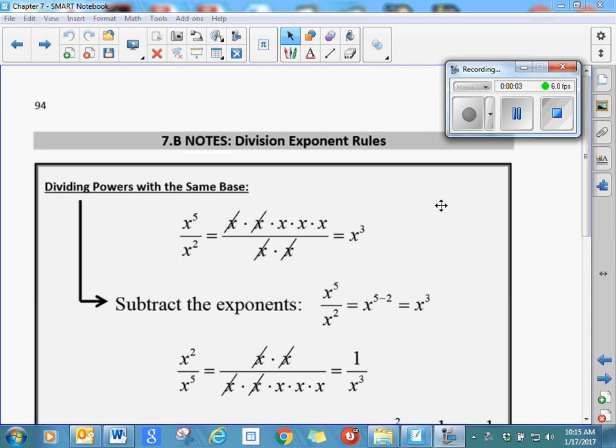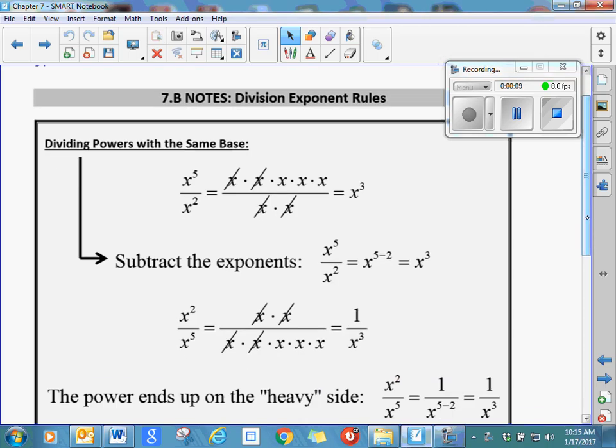We're continuing on with Unit 7. This is 7B. We're at the top of page 94. Last section, 7A, we talked about multiplication rules for exponents, for powers. We had a couple different rules, and we did some work with those. It would stand to reason that now we're going to look at the division exponent rules.